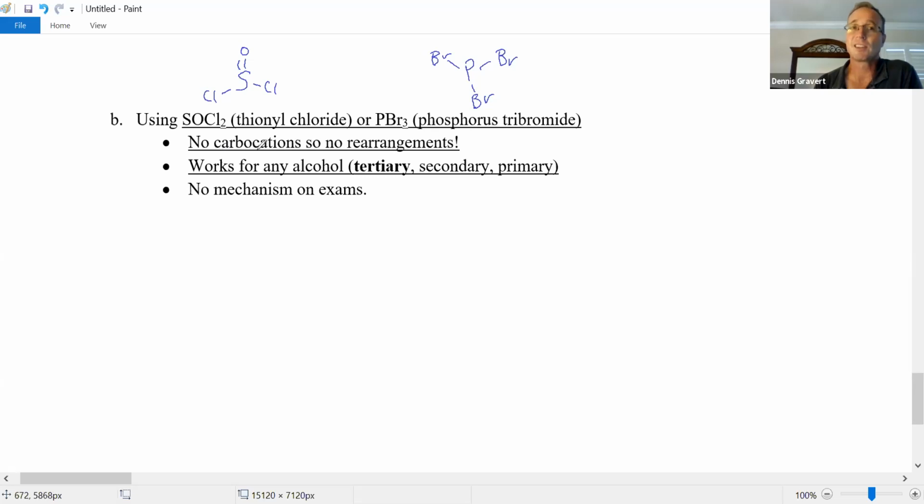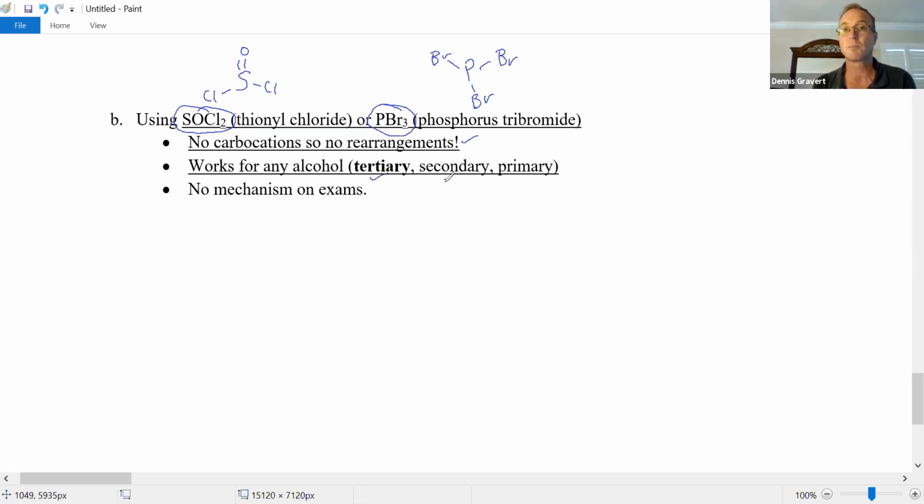Cool. You don't get any carbocations in the mechanism, so there's no rearrangements. It works on any alcohol. Well, doesn't work that great with tertiary, but we're gonna let it slide. So if you wanna make a halide on the exam, these will be the safest bets. Use PBr3 or SOCl2 to change an alcohol into a halide.